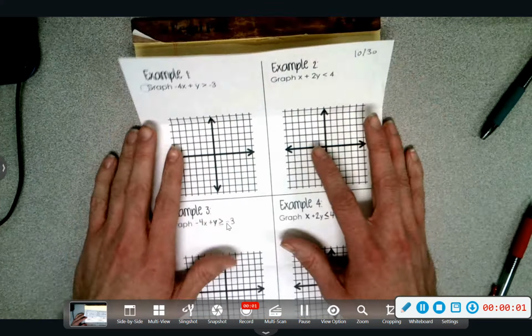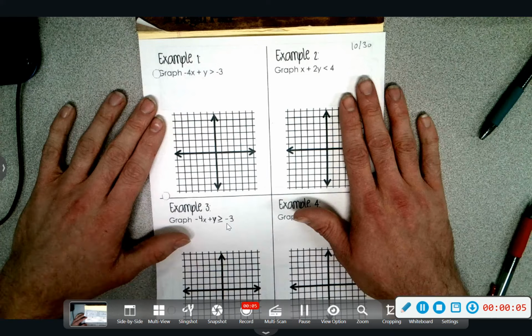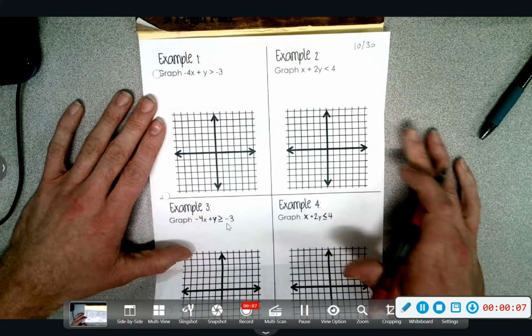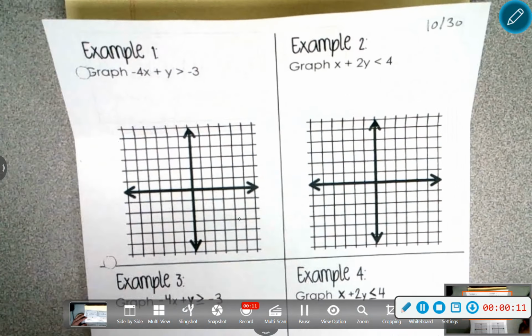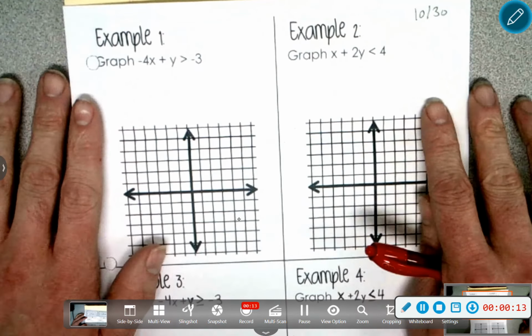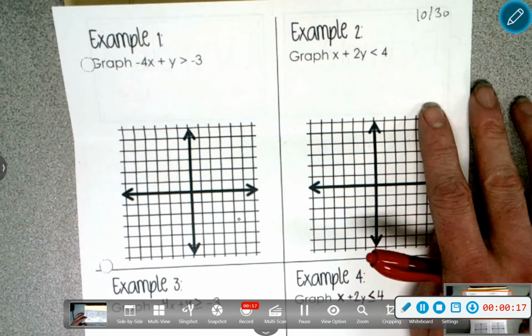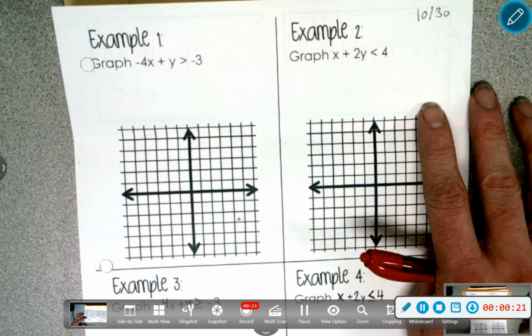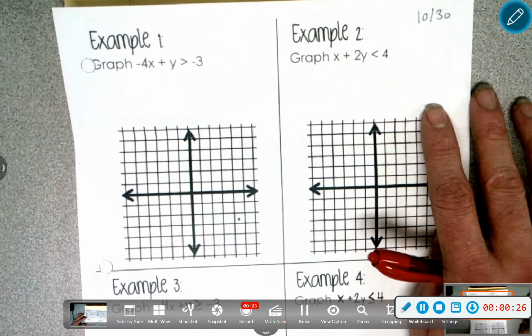Okay, all right. So today we're going to continue talking about graphing two variable inequalities. First thing we're going to do, we're going to look at example 1. Example 1 is in standard form. Can I easily graph all of my points if it is in standard form? No. What form would we prefer to graph in?